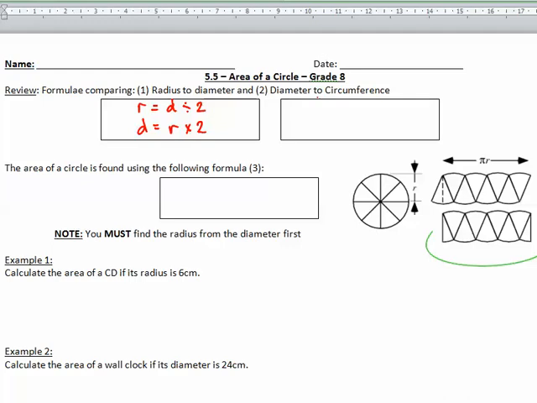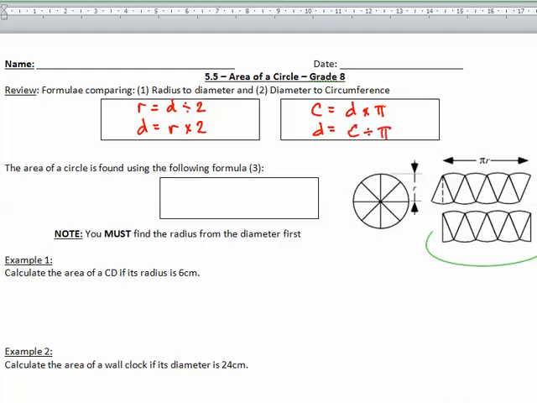Diameter to circumference, if we look at circumference first, to get the circumference, I take the diameter and I multiply it by its ratio pi, which means that approximately three times the diameter gives me the distance around, and the other way around, the diameter is equal to circumference divided by pi.